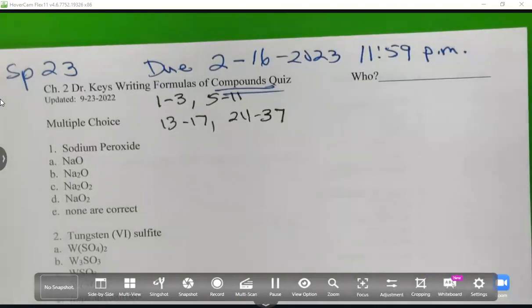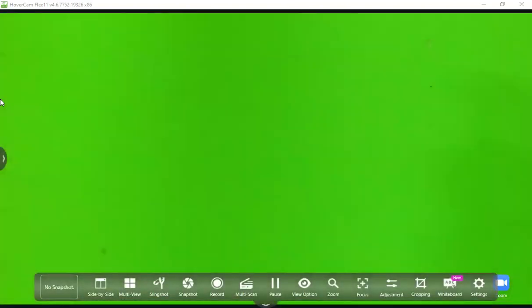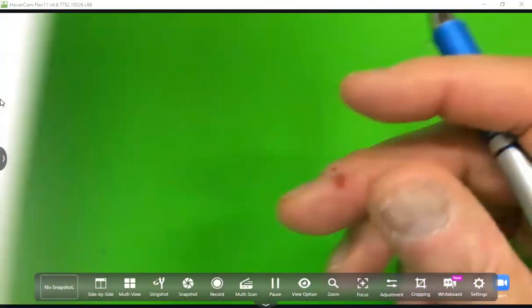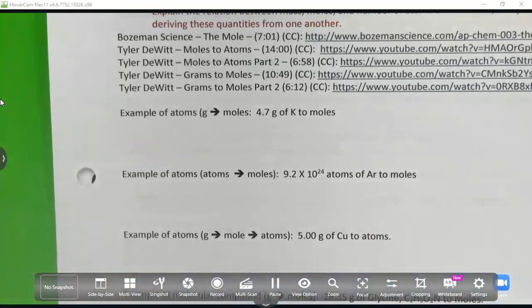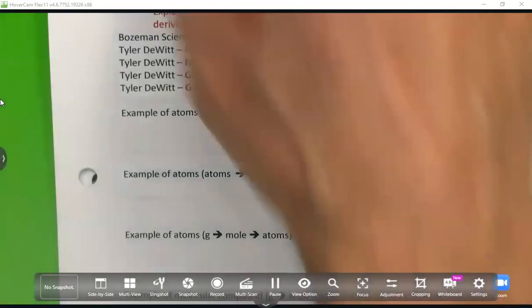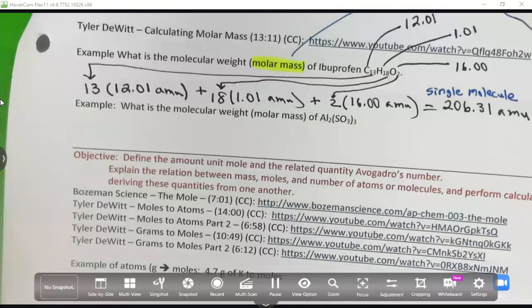All right, let's close the book on this quiz. We're going to continue with the mole. Now, yesterday, so we're on page 12. This is where we left off.